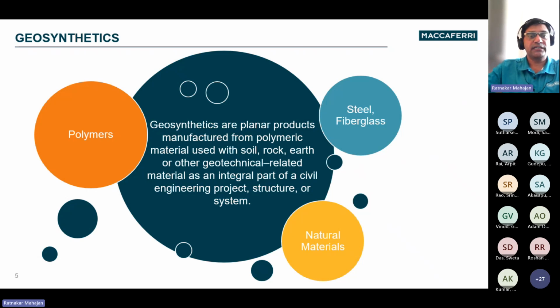Geosynthetics are planar products manufactured from polymeric material. When they are used with soil, rock, earth, or any other geotechnical related material, as a part of a civil engineering project, that's called geosynthetics. So prima facie, synthetic products. However, there are other materials also which are used in combination with soil and earth, that is natural materials, typically jute or coir, or sometimes steel or fiberglass.